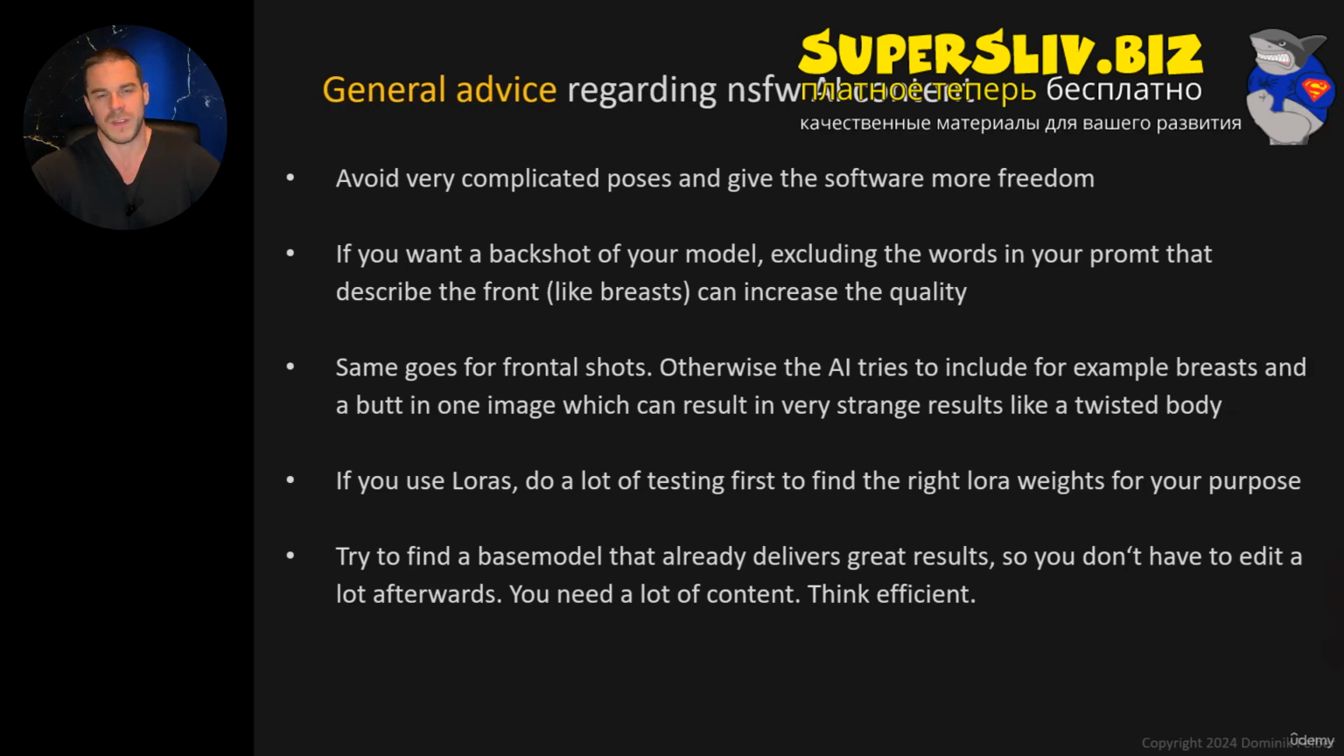The next point is a little bit similar. If you want a back shot of a model, you should exclude the words in the prompt that describe the front, for example, the breasts. This can also increase the quality, and the same goes for a frontal shot. Because if you, for example, describe in the prompt in every detail how the face should look, but also how her butt should look, the software tries to include the perfect face and the perfect butt in one image, and this can result in very strange images like a twisted body, and it just looks horrible.